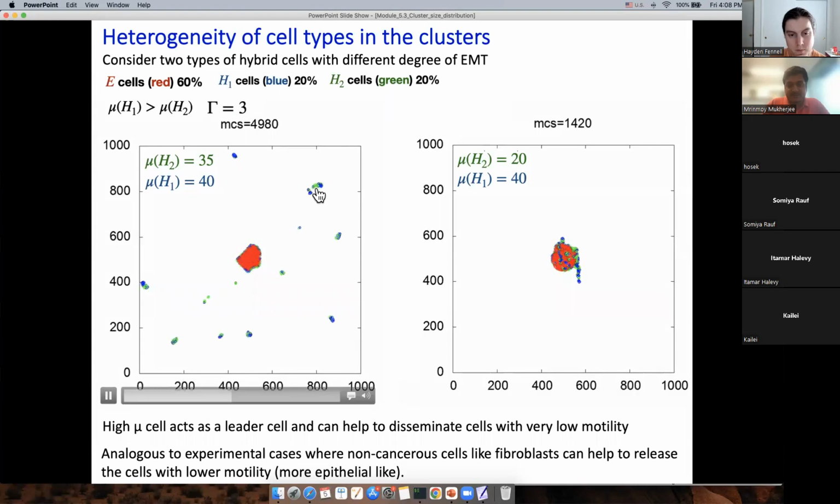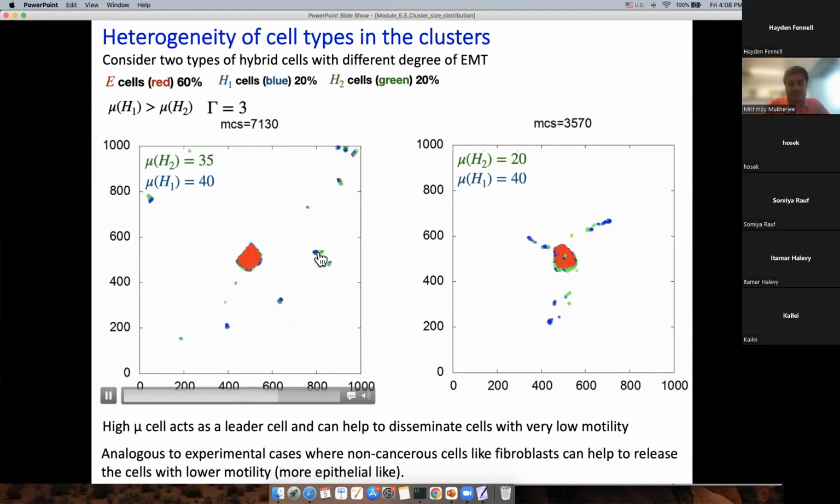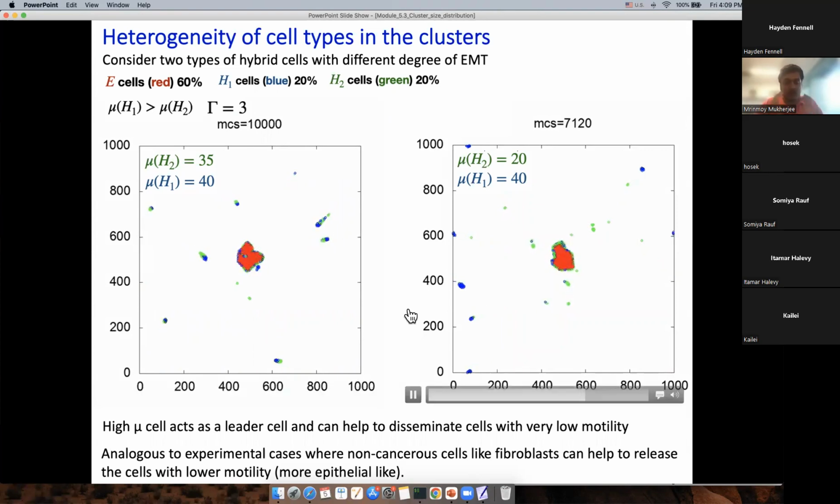But let's see. So first thing one can see, this blue cell is actually carrying the green cells. If you see, always the blue cells are in the front. Here we plot the center of mass of the cells only, not the full cells. So as you see, the blue cells are carrying the green cells. This is a property of what are called leader cells. In general, in the tumor invasive front, there are some leader cells. This can be from the tumor cell only, or maybe some non-cancerous cells from the ECM. Just like say the fibroblast, they can also help to release the clusters.